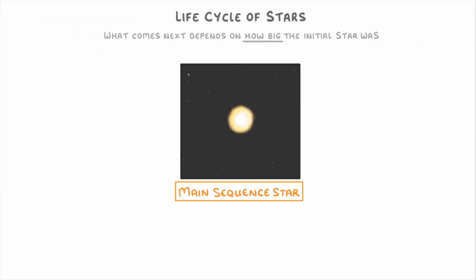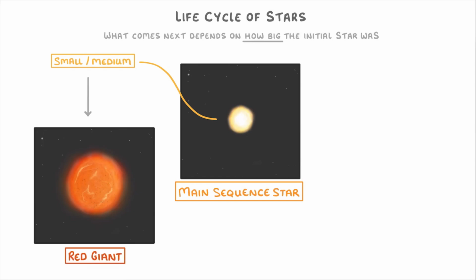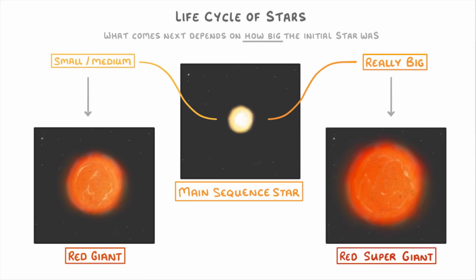Exactly how much the star expands depends on how big the initial star was. If it was a small to medium star, like our Sun, then it will form a red giant. But if it was a really big star, then it would form a red supergiant. Each of these two types complete the rest of their life cycles in different ways. So we're going to take a look at the red giant first, and then we'll come back to the red supergiant.